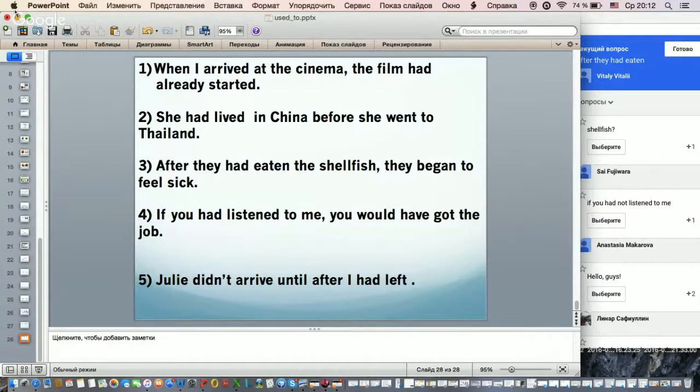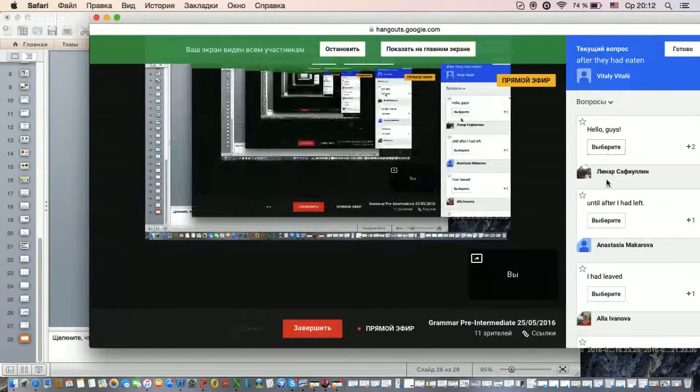And now we have to work a little bit with the new vocabulary. Had left, okay, Allah, thank you for your answer, but the thing is that leave is the irregular verb, so we use leave, left, left. Thank you.